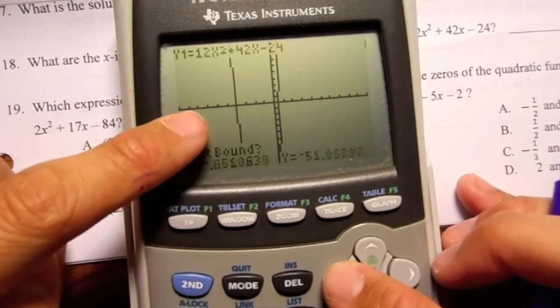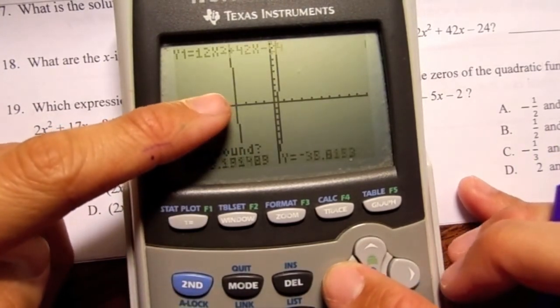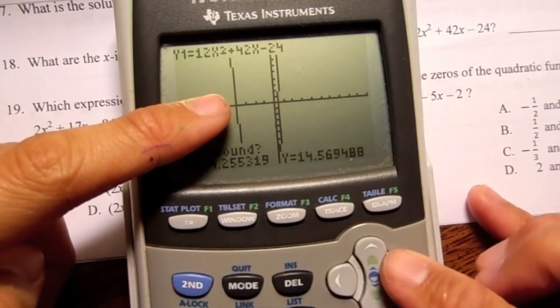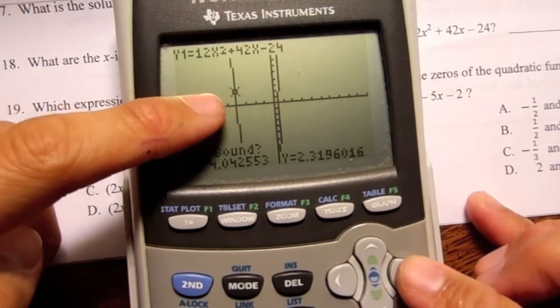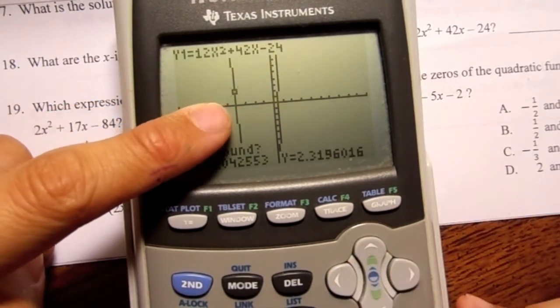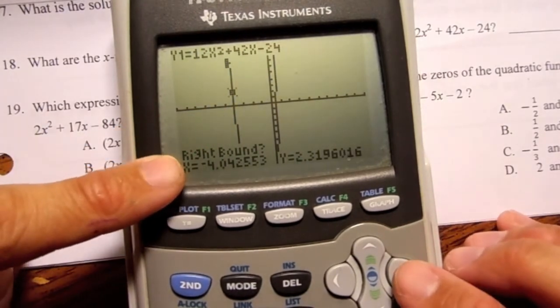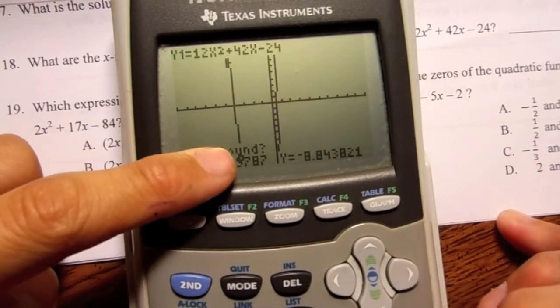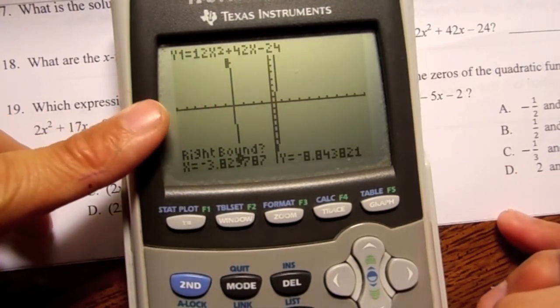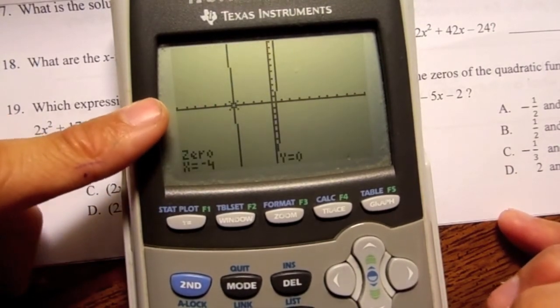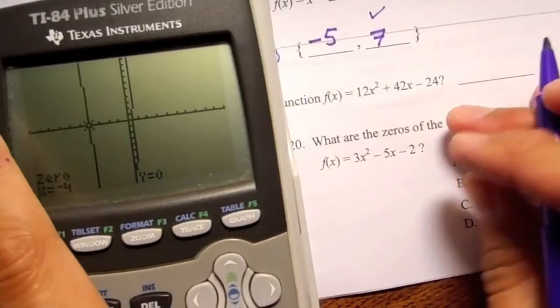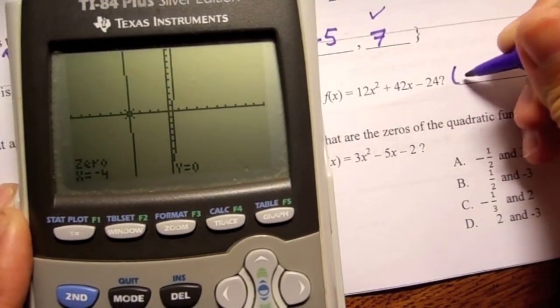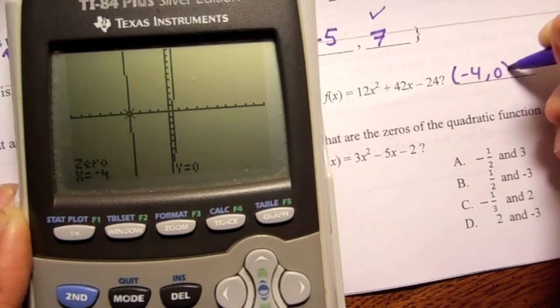I'm going to scroll somewhere to the left of my first one. It's going to take a while for it to show. Oh, there it is. Somewhere to the left of this first one. And I'm going to press enter. Now it's going to ask for the right bound. I'm going to scroll to the right of it. That's technically to the right of it. I'm going to press enter twice. And my first solution, my first x-intercept, is at negative 4, 0.